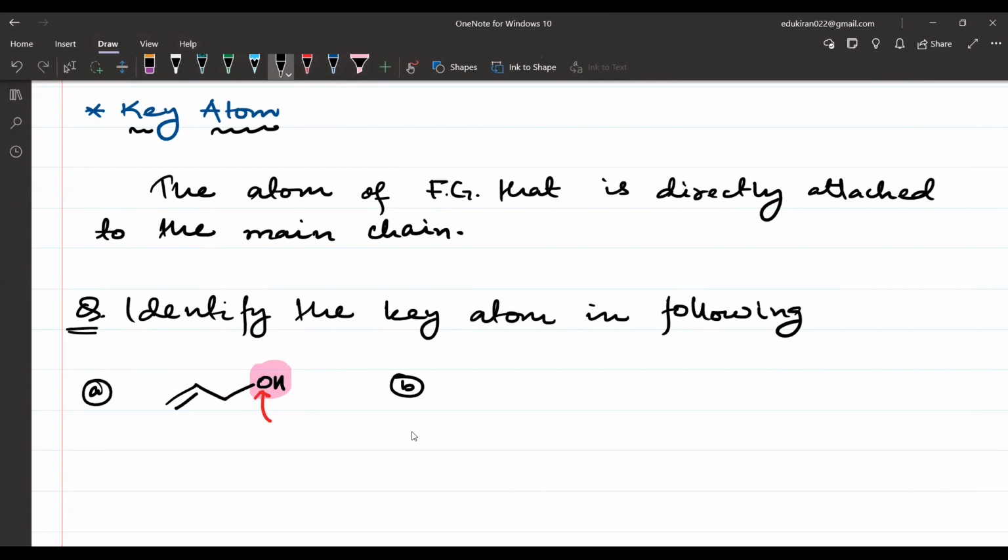Right, B case. डबल बॉन्ड O and OH. अब यहाँ पे ना लोगों को गलती हो जाती है फंक्शनल ग्रुप आइडेंटिफाई करने में. Identify the functional group. What is the functional group? COOH is the functional group, na? Carboxylic acid. This is the functional group, and this functional group is attached to the main chain via this carbon atom. So this carbon atom is the key atom.